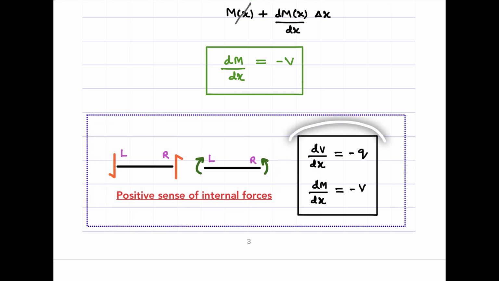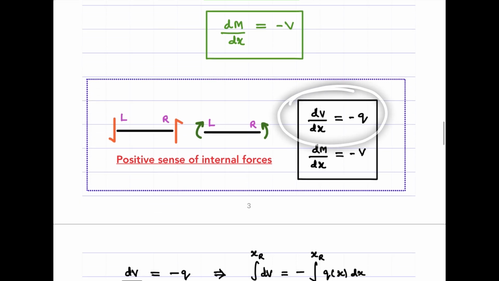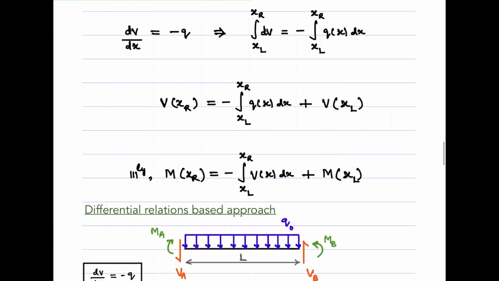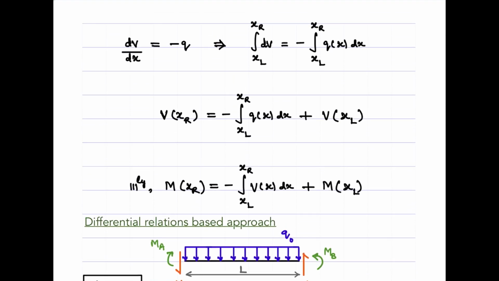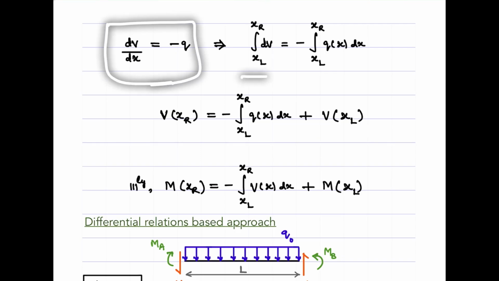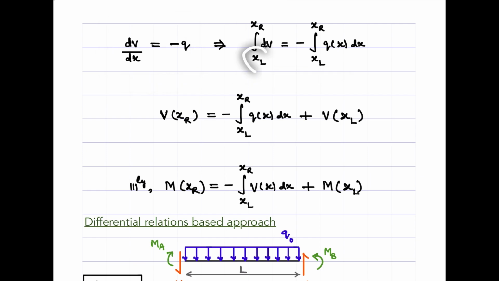Now we are going to take this particular expression and integrate it, to see what it means. This is the first expression that we derived. Now I am integrating between the limits xl and xr. Xl is the location at the left hand and xr is the location at the right hand, let's say.